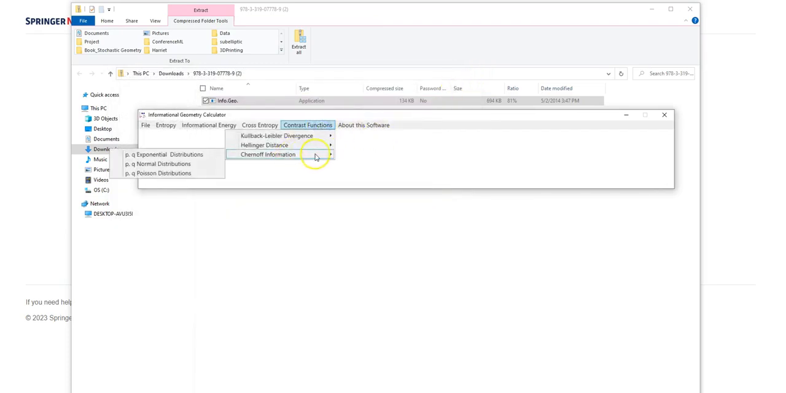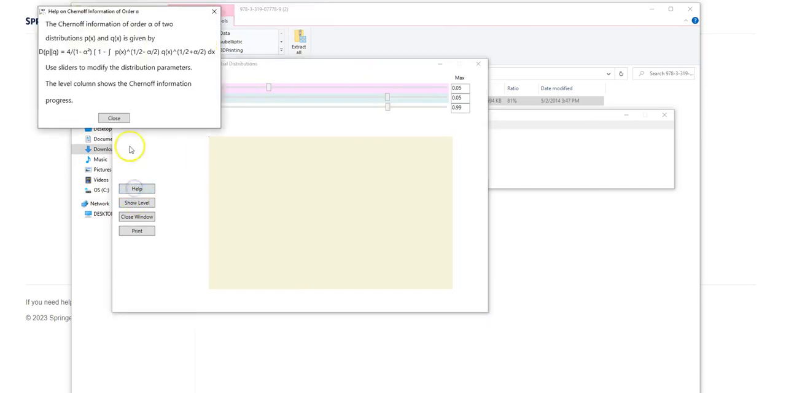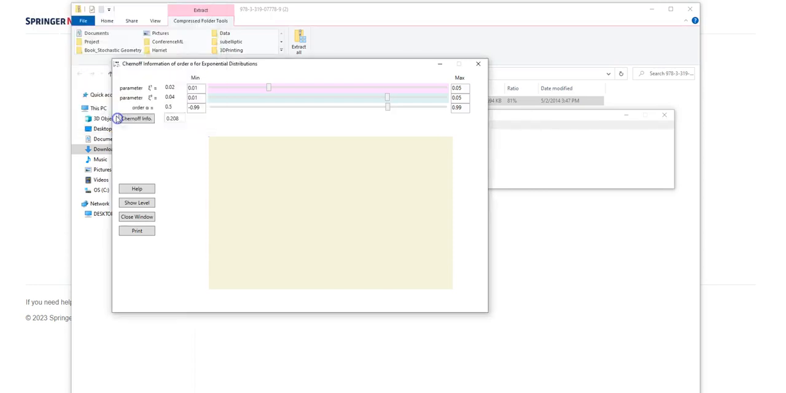And Chernoff, let's do it for exponential distributions. Chernoff divergence. Divergence stands for a measure of proximity between two probability distributions, is given by this formula. So it depends on more parameters, 3 parameters. So let's see how it goes.